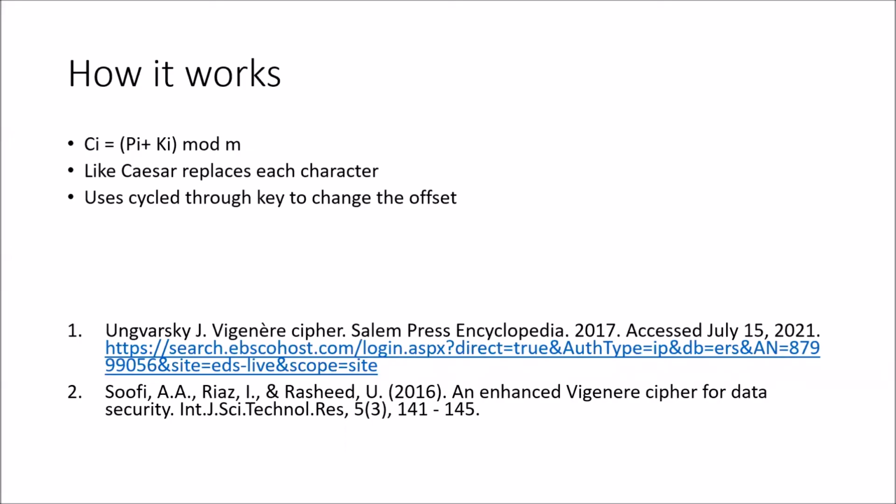The cipher uses the formula Ci equals Pi plus Ki modulus M, where C is the cipher text character, P is the plain text character, K is the key phrase character, and M is the length of the alphabet. Like the Caesar shift, the cipher shifts the plain text a certain amount to encrypt the text. However, the Vigenere changes that shift value by looping through the key, thus making it much more secure.